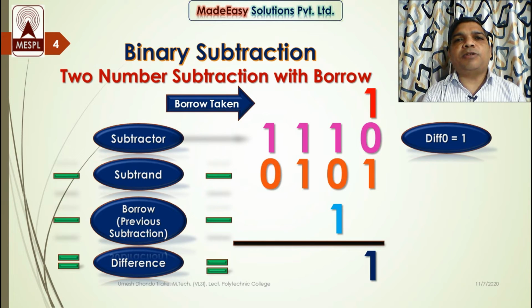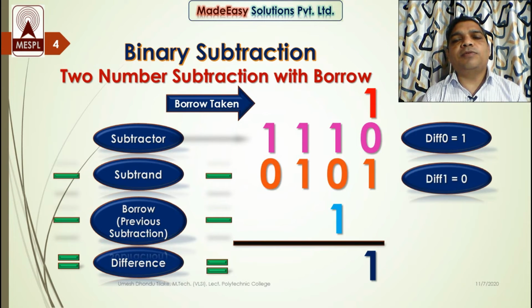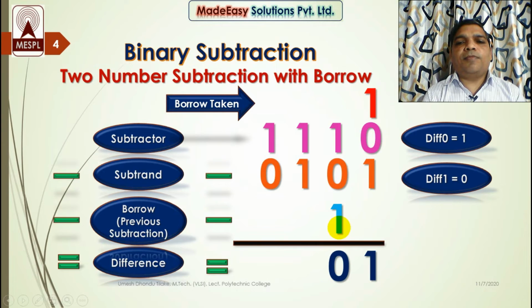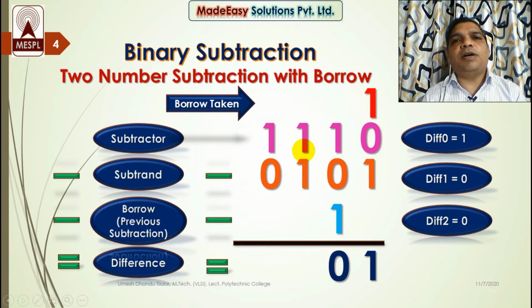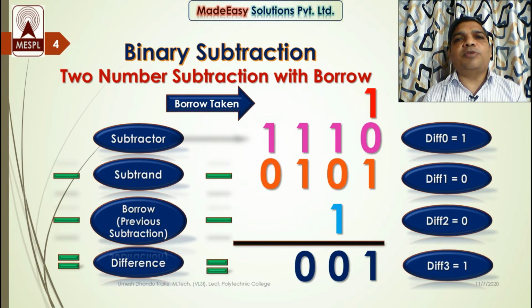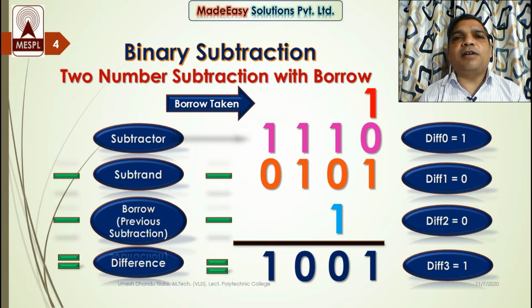Now perform the subtraction of the next significant bits, that is subtract 0 from 1 along with the borrow. So 0 subtracted from 1, I will get the result 1, and then 1 subtracted from the result 1, I will get the difference 0, and I will put the difference over here. Now perform the next significant bit subtraction, that is subtract 1 from this one. So I will get the difference 0, and I will put the difference over here. Now perform the MSB subtraction, that is 0 subtracted from 1, I will get the difference 1, and I will put the difference over here. So I am getting the result 1001, which is the binary equivalent of decimal 9.